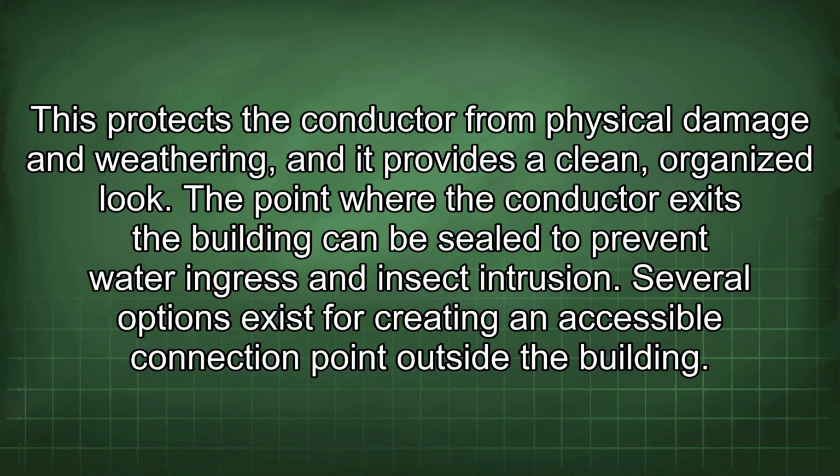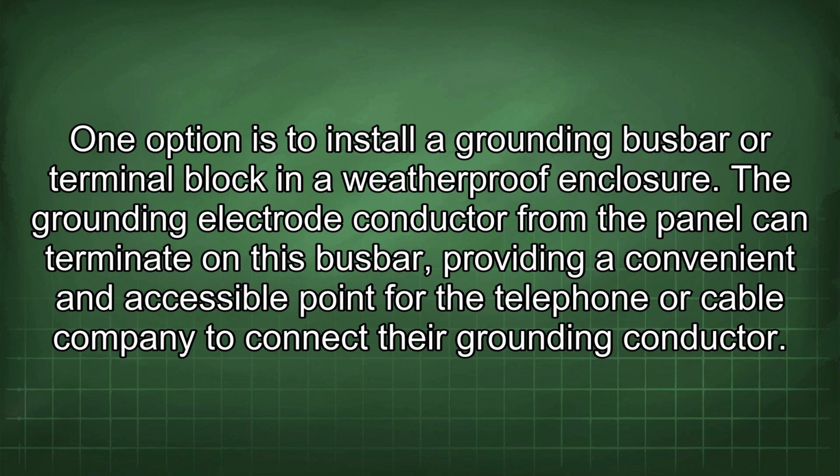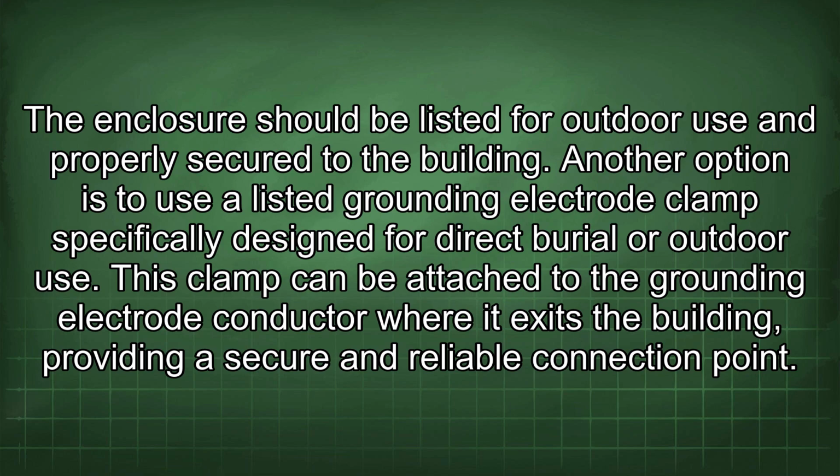Several options exist for creating an accessible connection point outside the building. One option is to install a grounding busbar or terminal block in a weatherproof enclosure. The grounding electrode conductor from the panel can terminate on this busbar, providing a convenient and accessible point for the telephone or cable company to connect the grounding conductor. The enclosure should be listed for outdoor use and properly secured to the building.